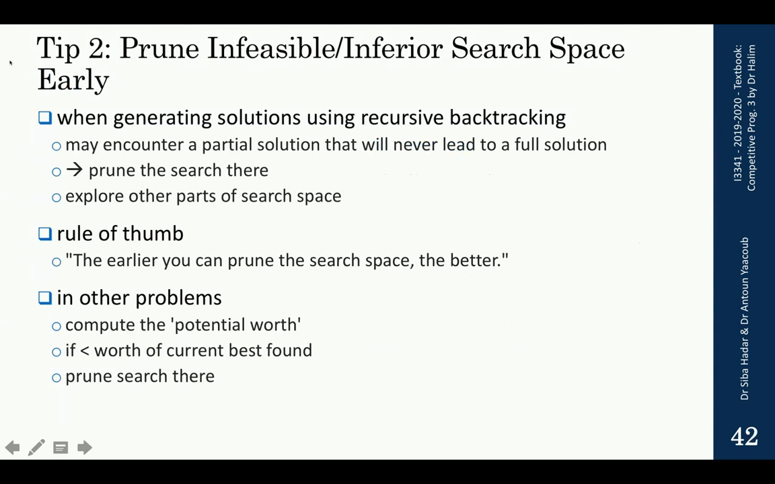Tip number 2, prune infeasible and inferior search space early. When generating solutions using recursive backtracking, the earlier you can prune the search space, the better. In the backtracking problem for 8 queens, we prune the solutions that are infeasible or that are not going to give us the answer. But in other problems, you can also compute the potential worth, and if the potential worth of the current solution is not greater than the worth of the best found solution, you can also prune it.